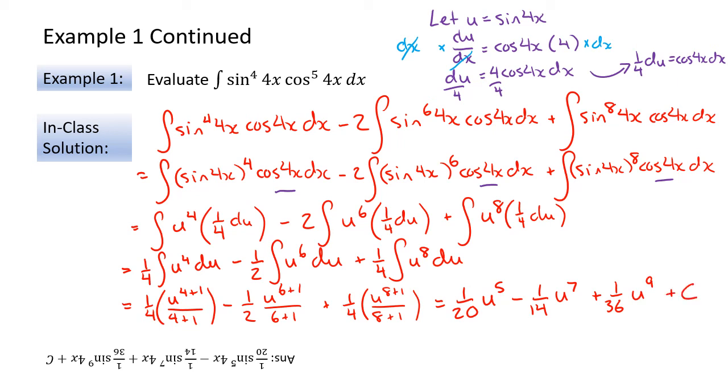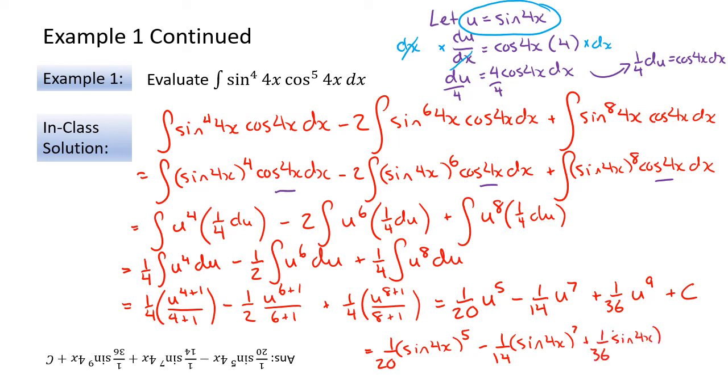So our final step is now we can simply substitute in sine of 4x, or what our value was for u. And if we do that, we get 1 over 20 sine of 4x to the exponent 5, minus 1 over 14 sine of 4x to the exponent 7, plus 1 over 36 sine of 4x to the exponent 9, plus a constant.